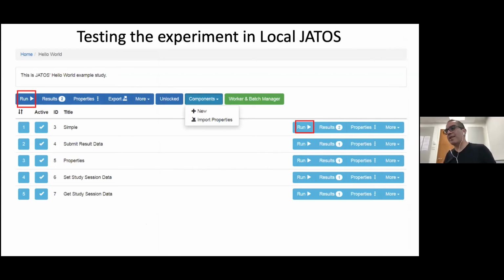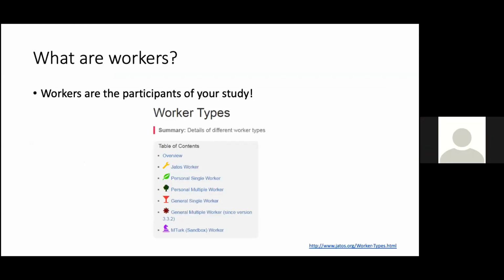You need to create links to send to your participants. Now, you can have this link, as we have it in the BRAMS server, clickable for everyone, and you would just collect data from whoever lands into your experiment, or you can create specific links to send to participants, or what are called workers. There are a few worker types, and a JATOS worker is basically yourself in JATOS. So whenever you are testing in JATOS, you are a JATOS worker. But then you can have personal or general workers, a single and multiple.